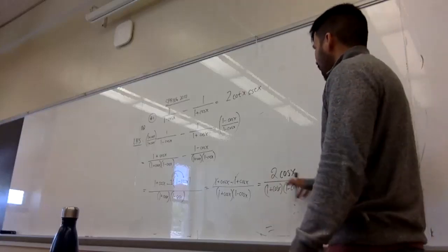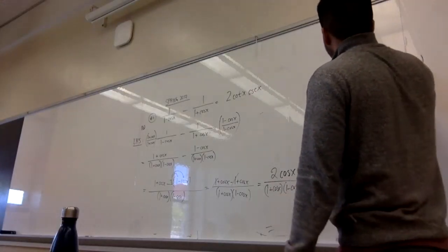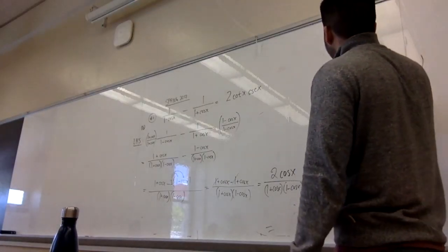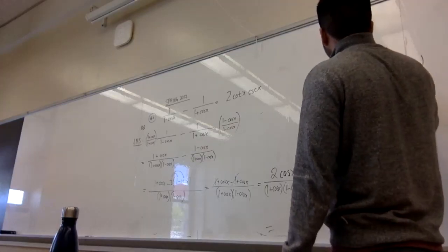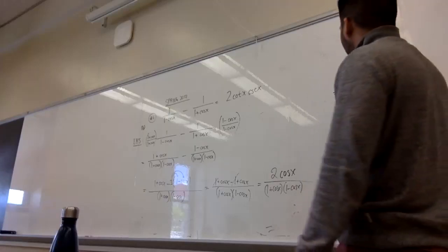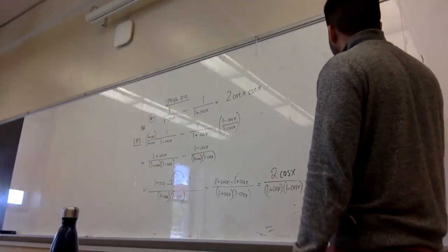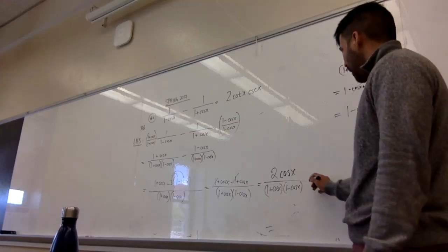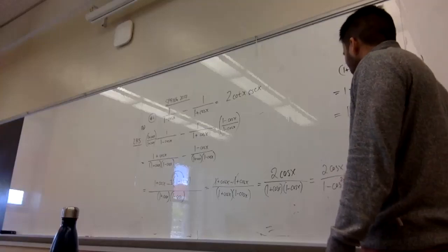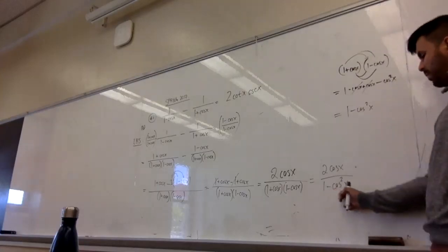So how do I simplify 1 plus cosine x times 1 minus cosine x? I have to FOIL it. This becomes 1. This becomes minus cosine x. This is plus cosine x, right? And then finally this is minus cosine squared x. But the cosine plus cosine here cancel, right? And I'm left with 1 minus cosine squared x. So when I multiply this out here in the denominator, I get 2 cosine x over 1 minus cosine squared x. But then this is not as pretty as I would like it to be.